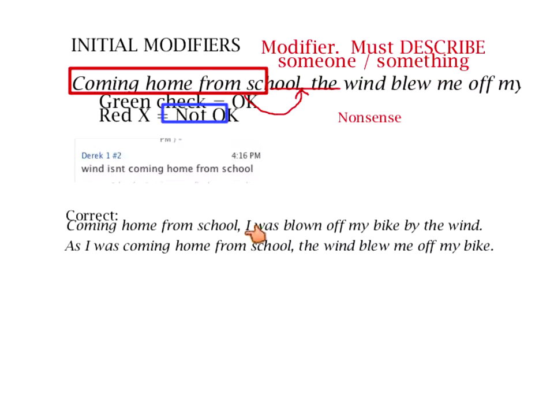Does anybody know why this is not wrong? Because this is wrong. So you might reasonably think this is wrong for the same reason. Does anybody know why this is not wrong? Yeah, the subject is there. So in other words, this is not actually a modifier at all.